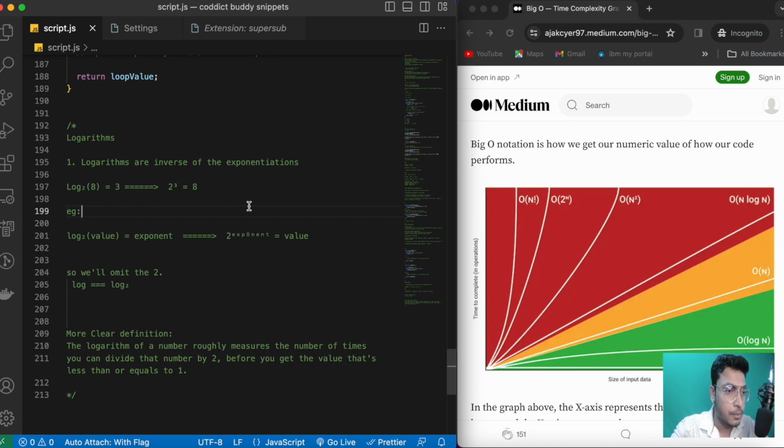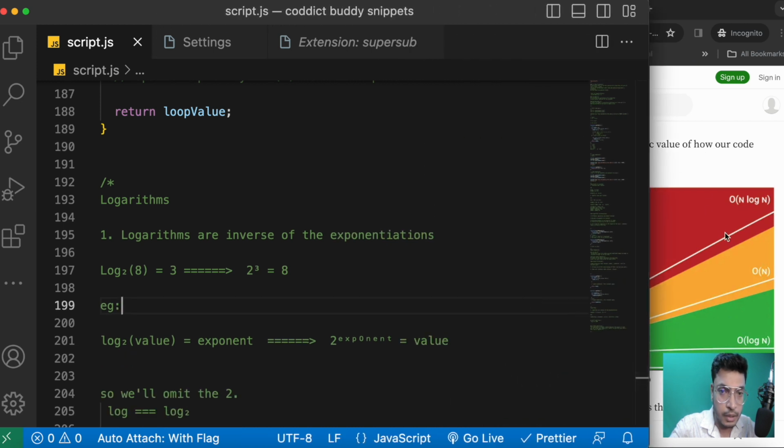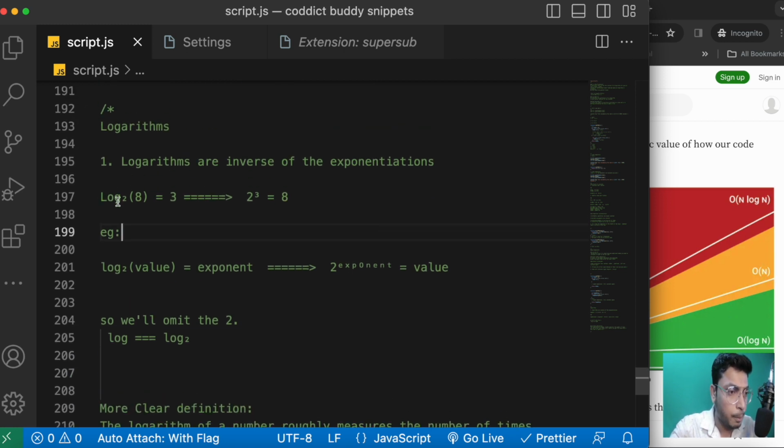Like, what are logarithms? So logarithms are basically the inverse of the exponentiations, right? The way multiplication and divisions are the pairs, the same way logarithms and the exponents are the pairs. Okay, so as you guys can see my screen, let me quickly zoom out a little bit. We have log base 2 of 8, which is giving us 3, right? So what we can say is, 2 to the power what gives us 8.